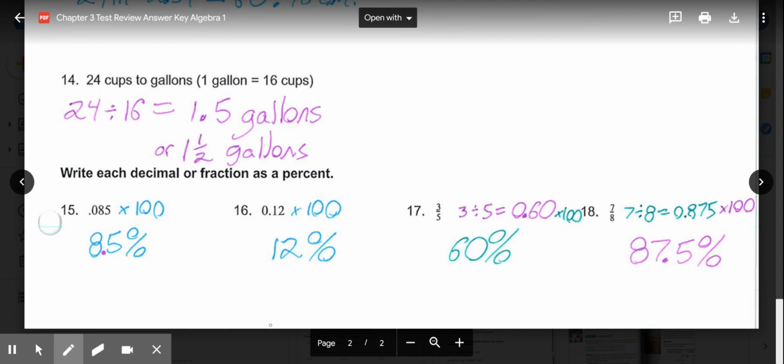With 17 and 18, we're converting the fraction to a percent. So the first thing we need to do is convert that to a decimal. So top divided by bottom for any fraction. 3 divided by 5 gives us 0.60. Multiply that by 100, and we end up with 60%. And in our last problem, 7/8 to a percent, so 7 divided by 8, 0.875. Multiply that by 100, so move the decimal 2 spots to the right, and we have 87.5%.